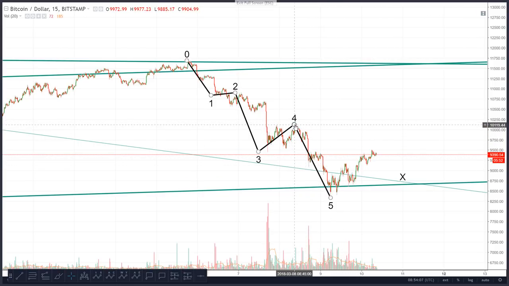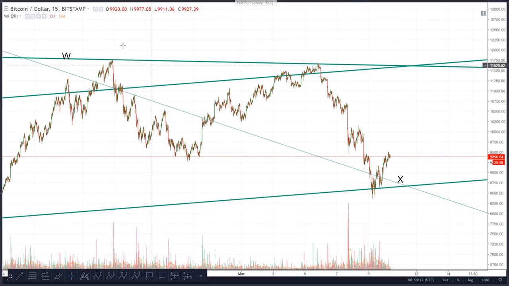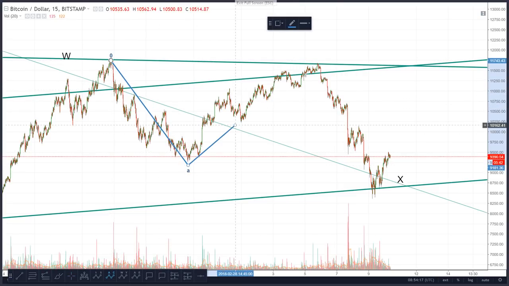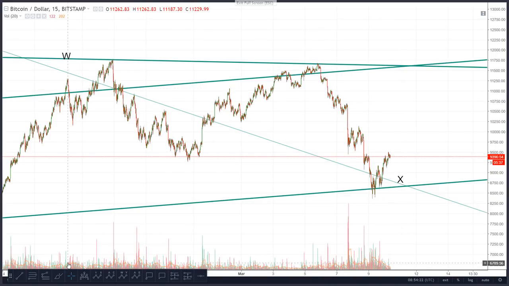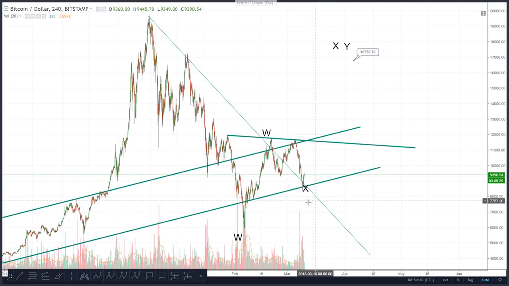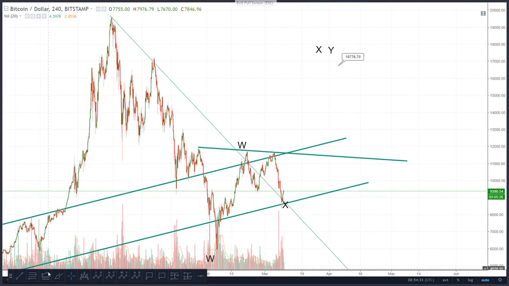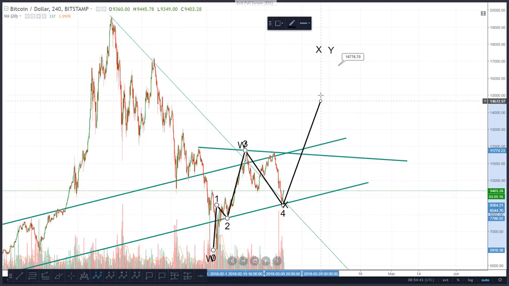Okay, so let's just delete that one. Now there's lots of different interpretations still available. I've described this as a big expanded flat, A, B, C. Now there will be people who have described it in other ways, so let's just zoom out there. So also people who are bullish will be calling this a 1, 2, A, B, C, 3, 4, 5.